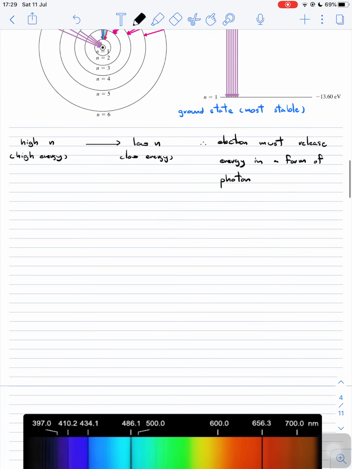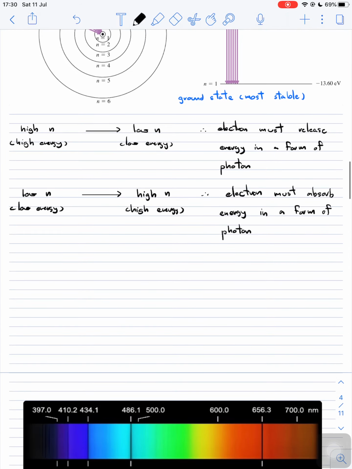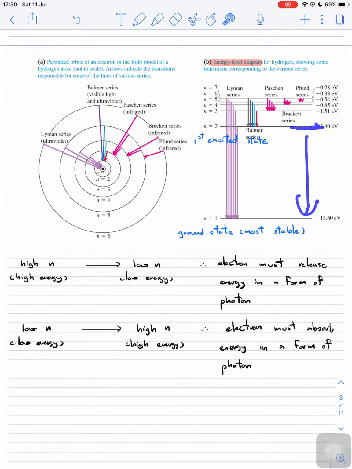Let me take a note here. If the electron moves from the low n, which has the low energy, to the high n, which has the high energy, it means the electron must absorb energy in the form of a photon. So the electron must absorb energy in the form of a photon. Now remember, from higher n to lower n, the electron must release energy. But from lower n to higher n, the electron must absorb energy. Making sense, right?